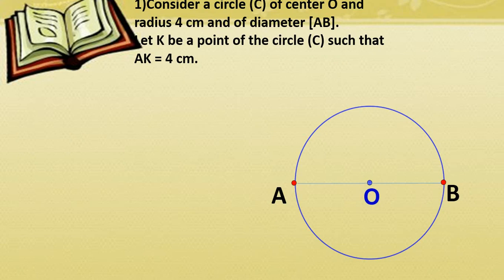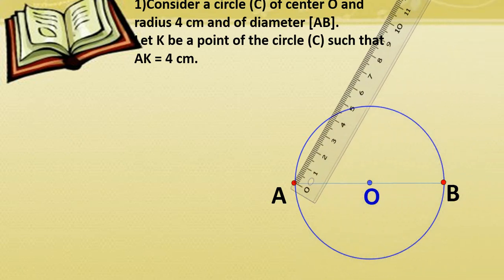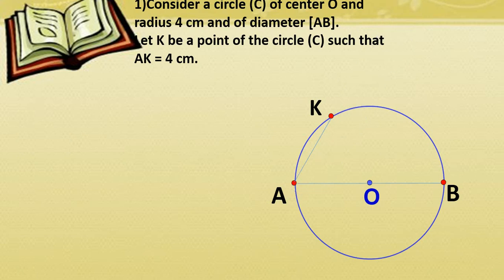Let K be a point of the circle C such that AK is equal to 4 cm. We can just put the point A at the top or at the bottom of the diameter AB. It doesn't matter. What matters is AK must be 4 cm. So K must be on the circle and the distance between A and K will be equal to 4 cm. So using the ruler we can just place the point K.